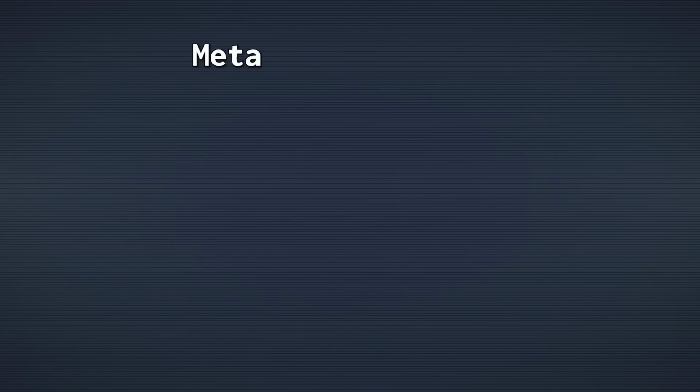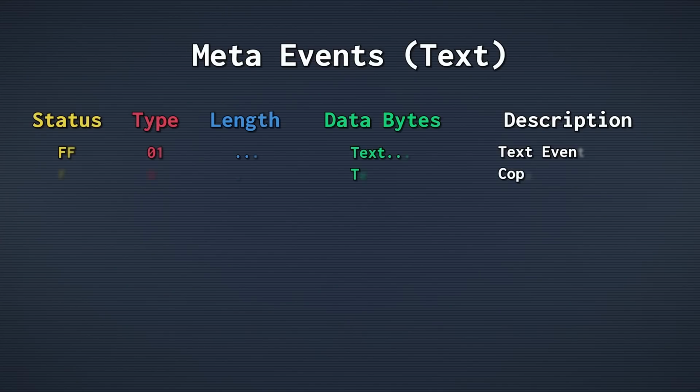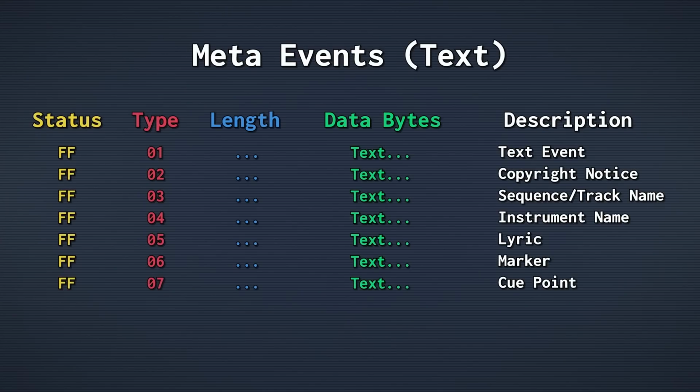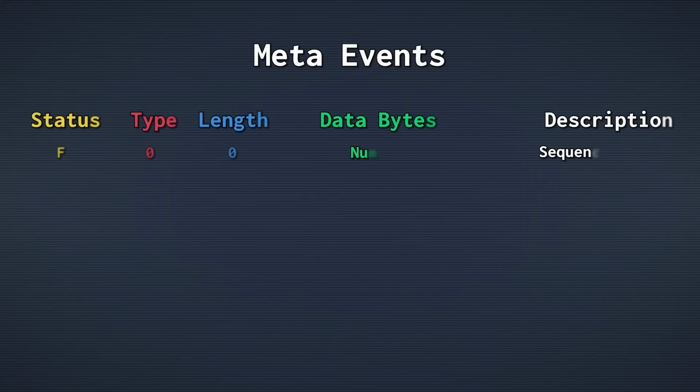Then we have meta events. First, let's talk about text-based ones. As you can see, each meta event starts with the status FF, followed by a type, and again a variable length quantity for the length of our data. The data bytes are a single string of characters with the previously defined length. These events store things like copyright notices, sequence or instrument names, or even lyrics. That's right, MIDI files may contain lyrics. Pretty cool. But there are also meta events that don't store text.